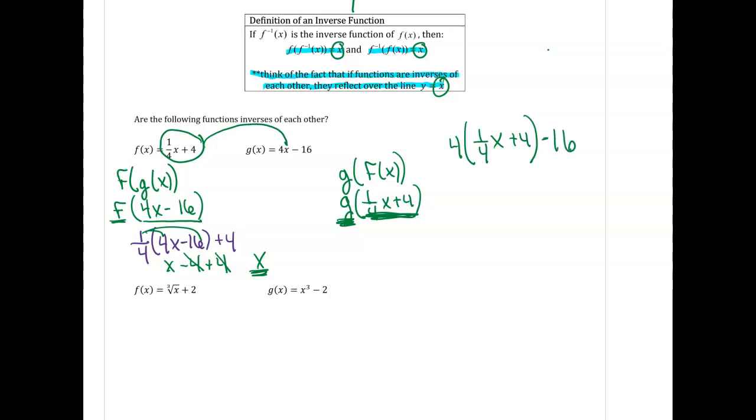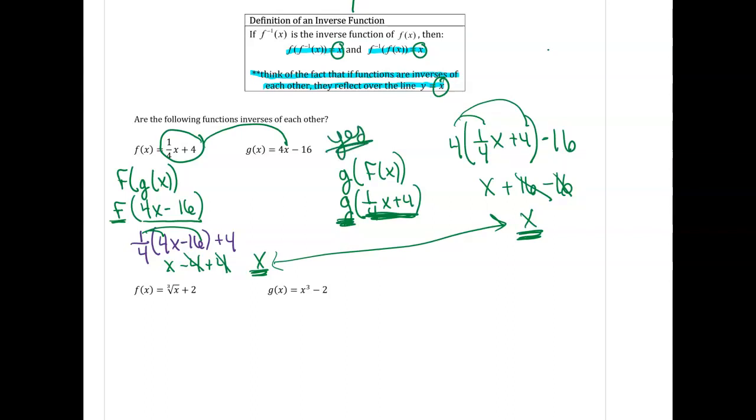And then minus 16, and then I'll simplify this, and when I'm done I should just get x. So I'm going to distribute. I'm going to get x plus 16 minus 16, those cancel out, and I get x, just like the line of reflection. So yes, these are inverses of each other, because in both situations I get x.